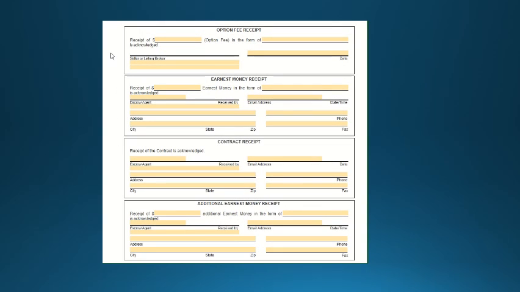Page 10 is the receipted page. This page is important because this is your documentation that you got these items in on time as prescribed in the contract.